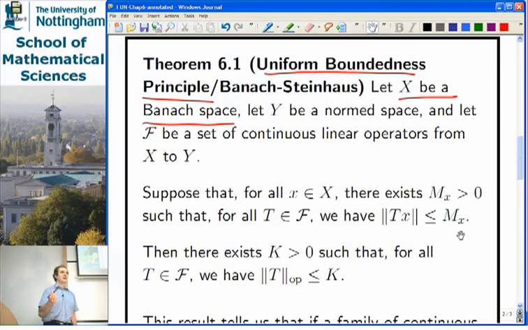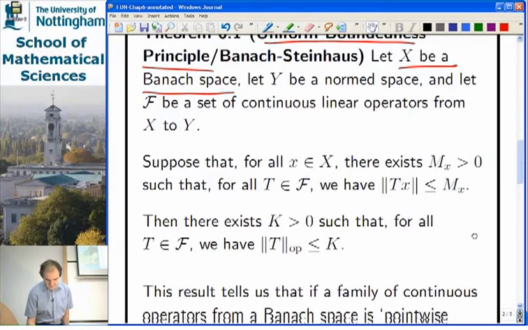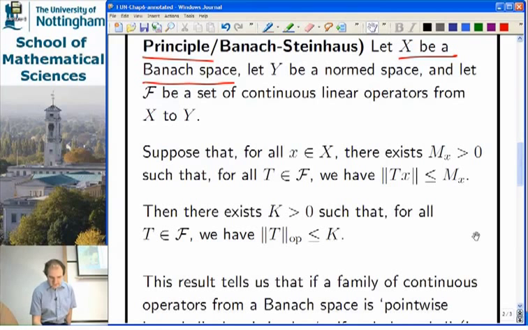There's a global bound on the operator norms. And that's what it means. So that's what this says here. You've got a whole load of continuous linear operators defined on X, taking values in Y. Y can be normed. Doesn't matter, because you can always complete Y anyway, and then you'd be talking about maps into a Banach space. It's X that matters.